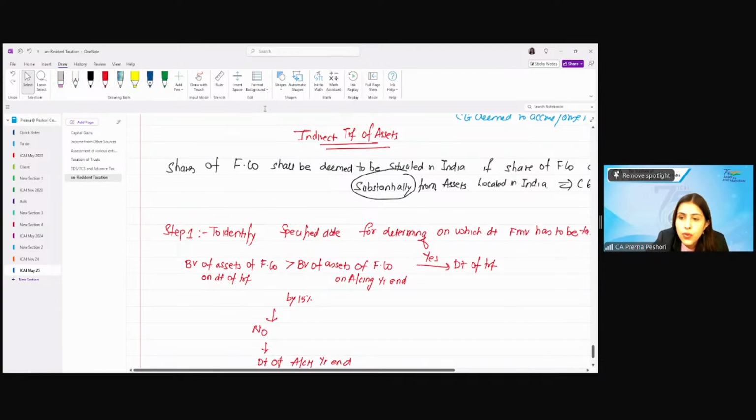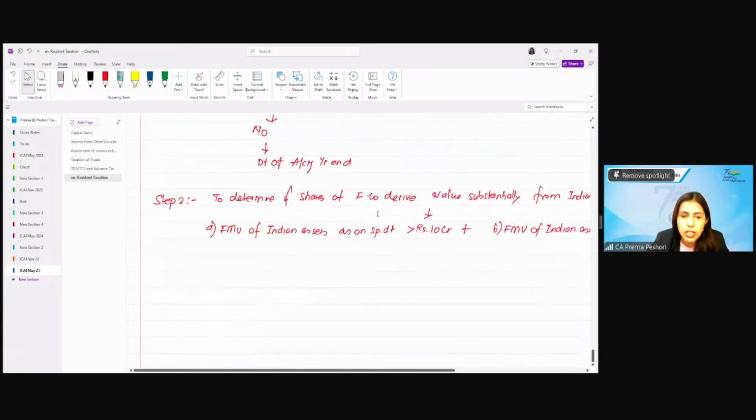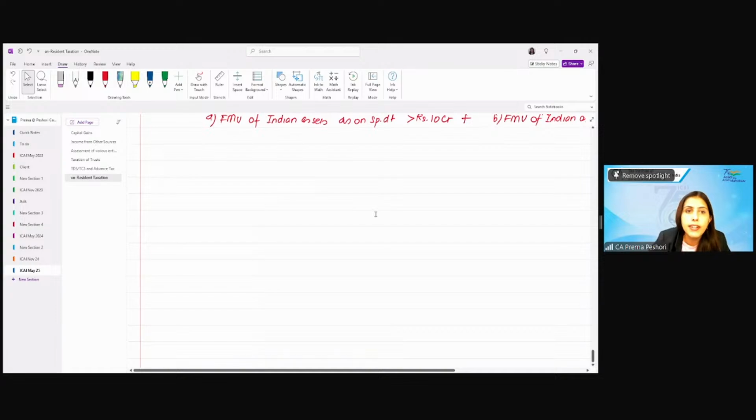Any questions so far, students? Okay. So let us move further. Let me give you further understanding about this indirect transfer. Now, this particular provision has exceptions also. What are the exceptions? Let us try and understand.